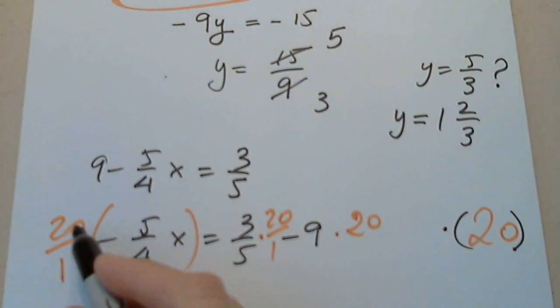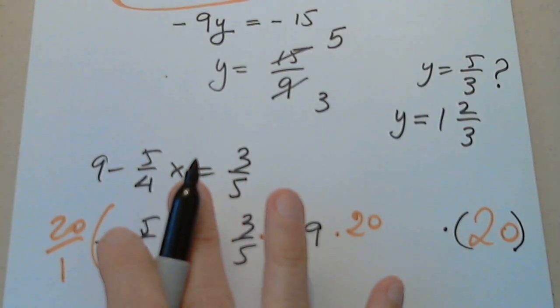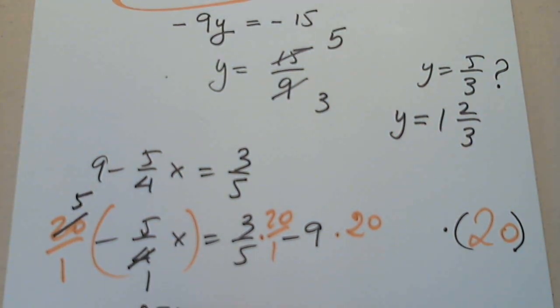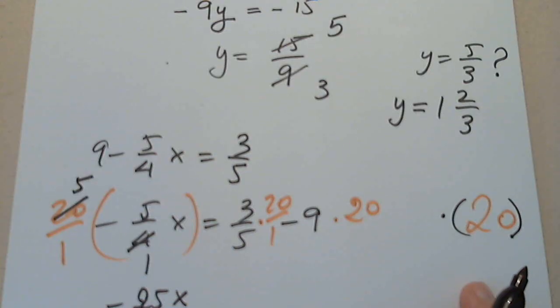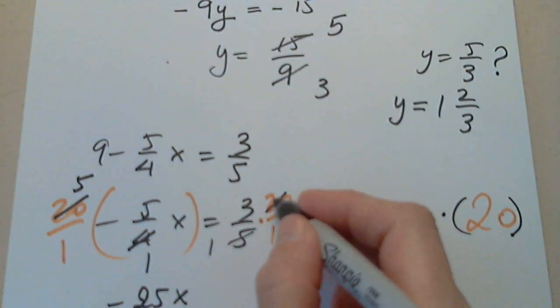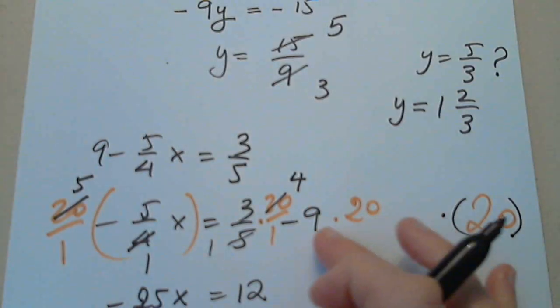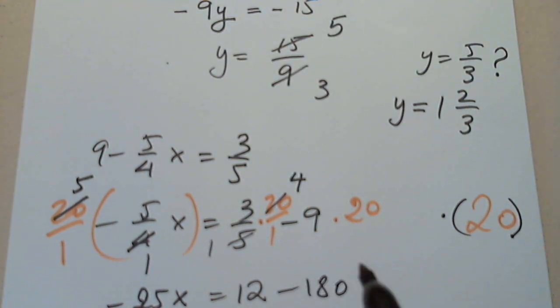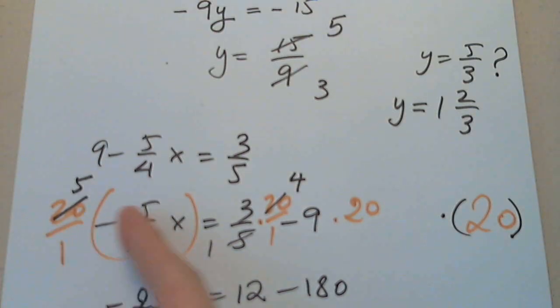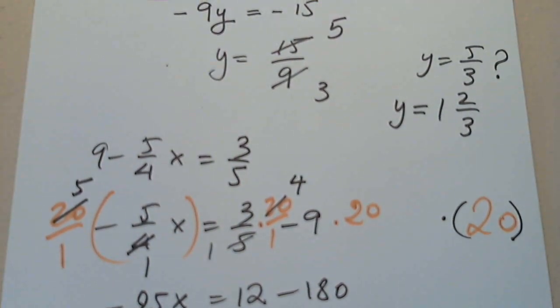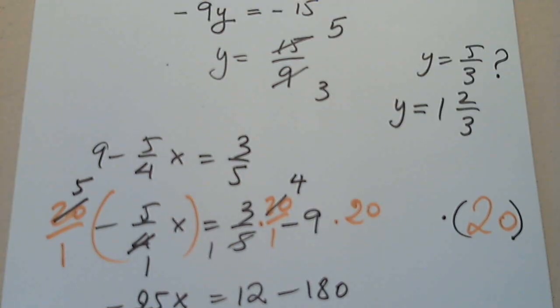Okay, remember here I simplify first. Don't multiply. When I simplify by 4, I get negative 25x. Here I simplify by 5, and I get 12. And here I multiply, and I get negative 180. So in one step, I cleared all fractions, and I turned it into a very simple situation.